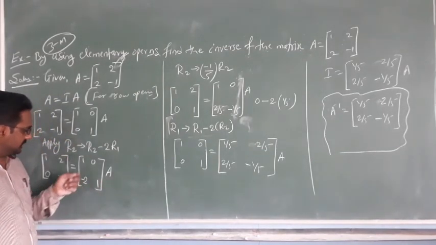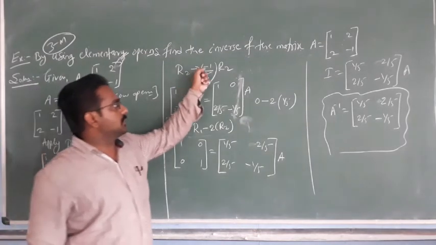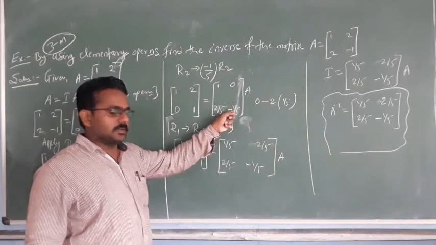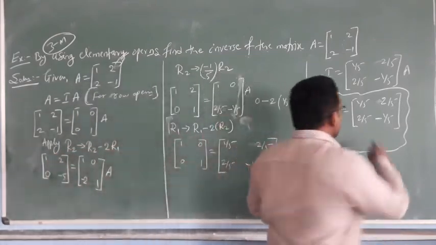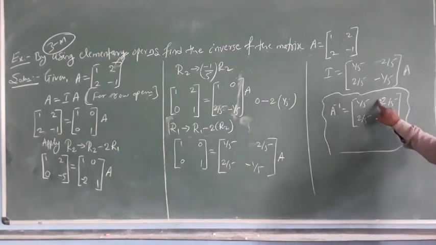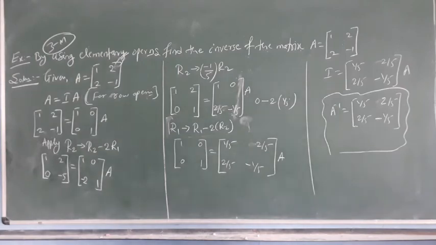Next, multiplying this, you have to convert the minus 5 into 1, so you have to multiply by minus 1 by 5. So it becomes minus 1 by 5. So continue the same process. So the inverse of the given matrix A is 1 by 5, 2 by 5, 2 by 5, minus 1 by 5. Note it down, students.